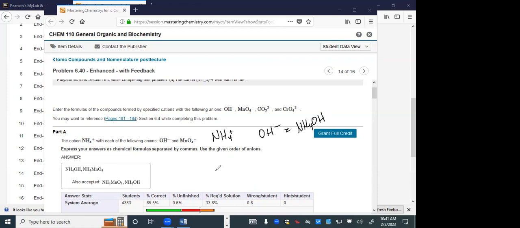For the second one, we've got NH4+ pairing up with permanganate ion, MnO4-. And again, the charges match, +1, -1. The formula would be NH4MnO4. And so what I would do is put in those two formulas consecutively with the commas: NH4OH, comma, NH4MnO4.